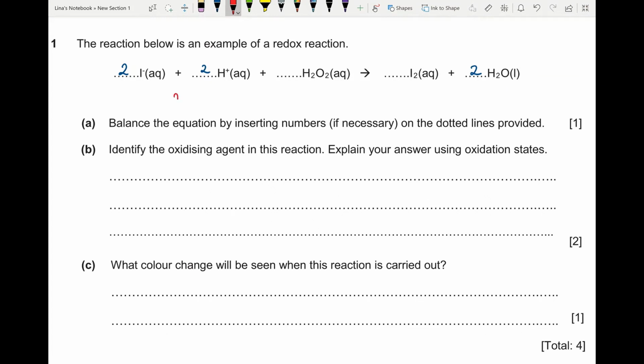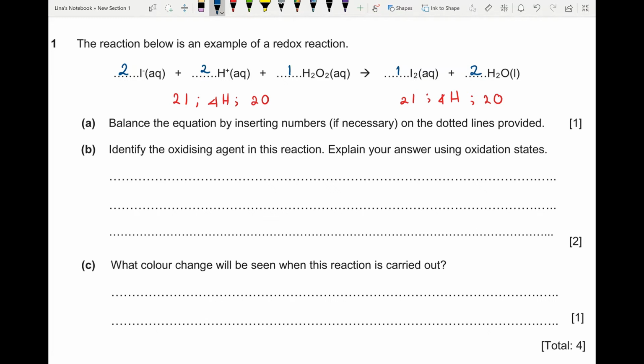We have 2 I here, 2 I there. We have 4 hydrogen here, and we also have 4 hydrogen there, and we also have 2 O and 2 O here. Okay, and this is just 1. If we do not write the number, it means just 1, but because there is a dotted line, write the number down.